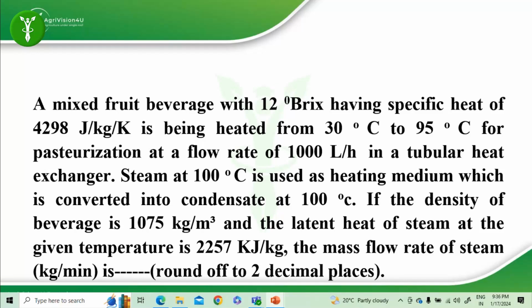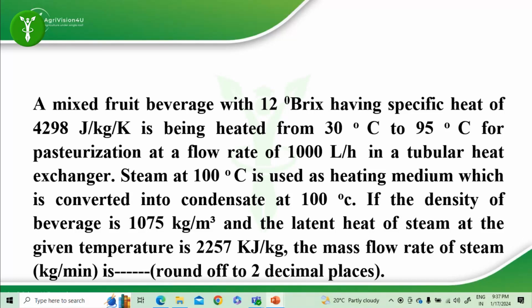a flow rate of 1000 liter per hour in a tubular heat exchanger. Steam at 100 degrees Celsius is used as heating medium, which is converted into condensate at 100 degrees Celsius. If the density of beverage is 1075 kg per meter cube and the latent heat of steam at the given temperature is 2257 kilojoule per kg, the mass flow rate of steam is what?